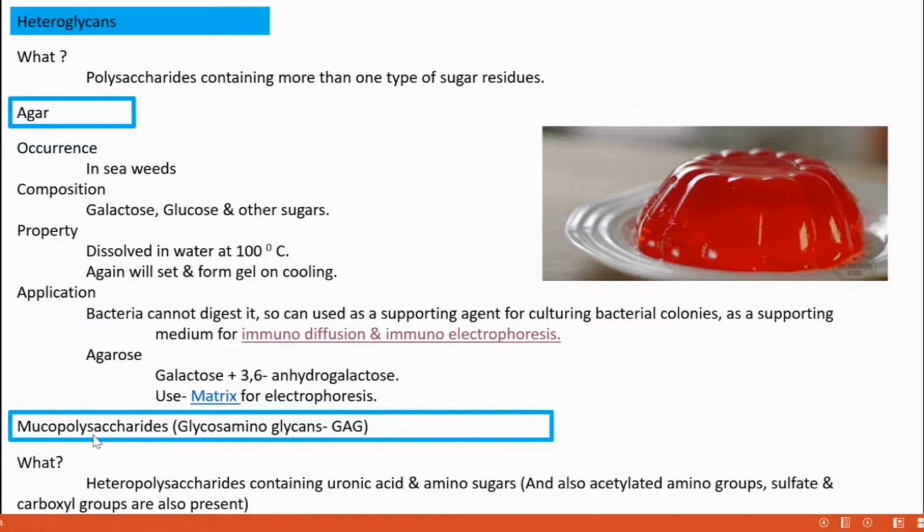Then we are coming to mucopolysaccharides, or glycosaminoglycans, GAG. What are mucopolysaccharides? They are heteropolysaccharides containing uronic acid and amino sugars. In addition to uronic acid and amino sugars, they also contain acetylated amino groups, sulfates, and carboxyl groups.